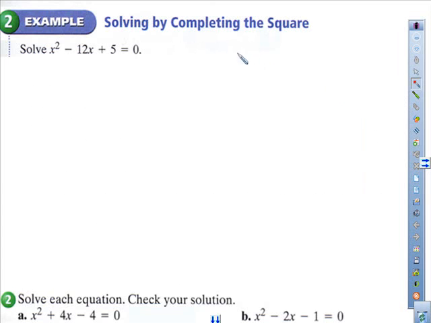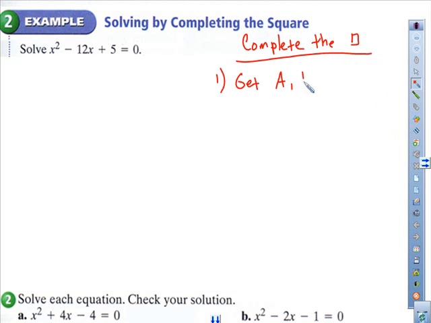Alright, first, let me give you the steps for completing the square. When you want to complete the square, here are the steps. The first thing, you want to get A and B on one side, and C on the other. Step 2, make sure A is positive 1.